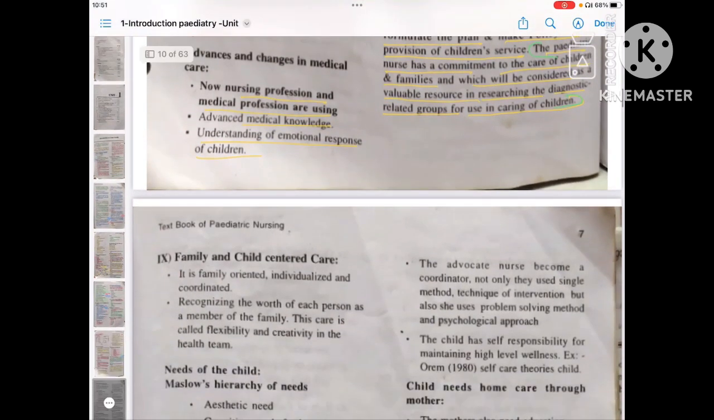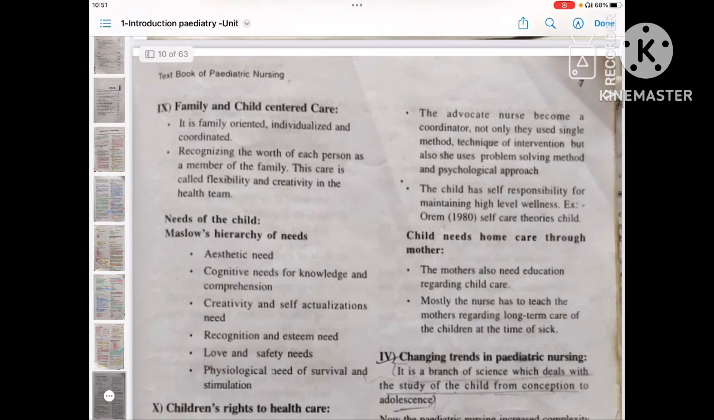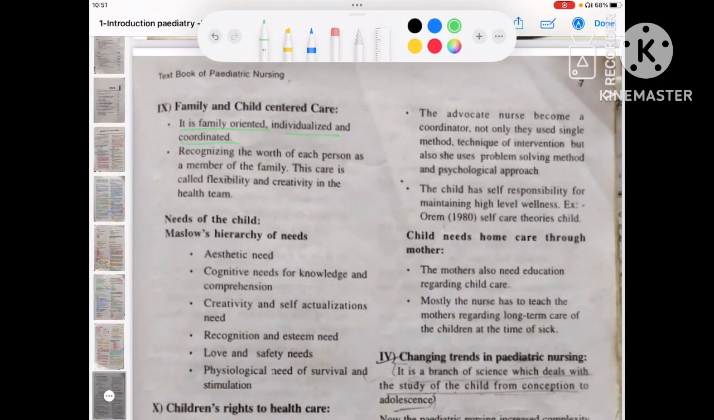And next one is family and child-centered care. Family and child-centered care is family-oriented, individualized and coordinated. As I said, they will care not only for the children, they will give care to the family and the individual, and it will be coordinated. They will give care recognizing the worth of each person as a member of the family. This care is called flexibility and creativity in the health team.